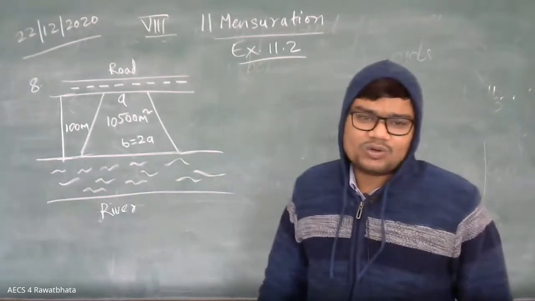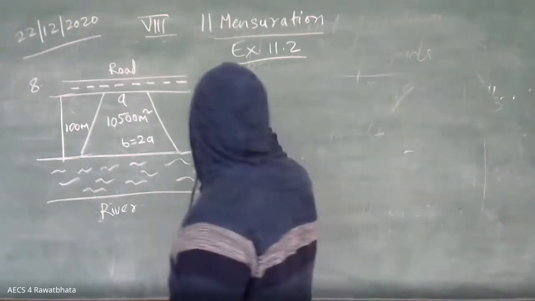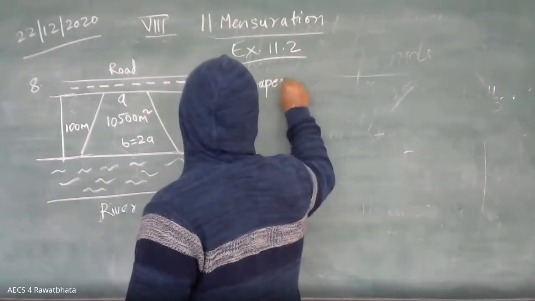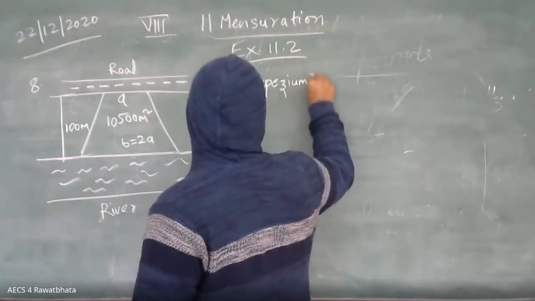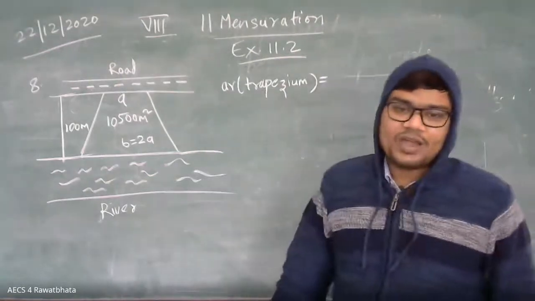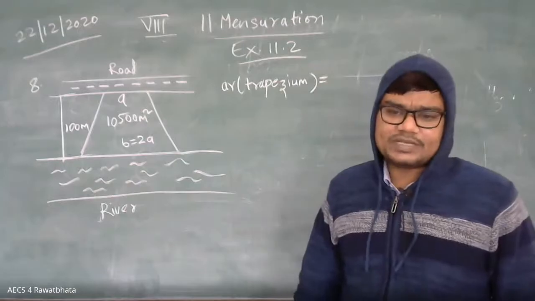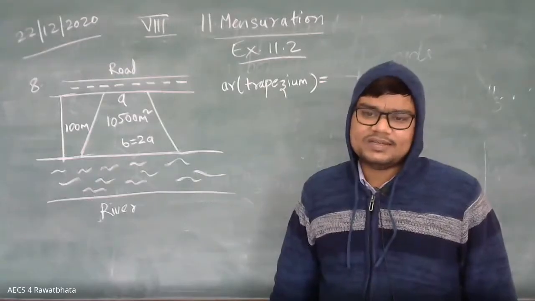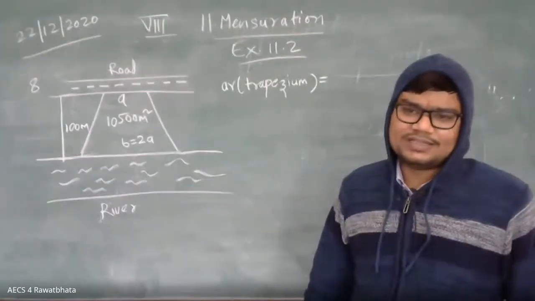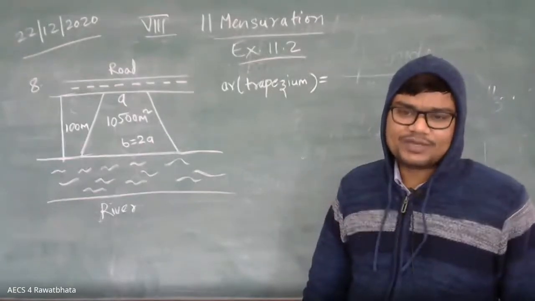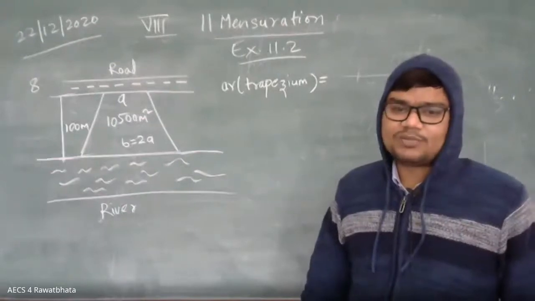So we all know the area of a trapezium is equal to half into, can anybody tell me what is the area of the trapezium? Half into height into sum of parallel sides. Yes, sum of parallel sides. You have to write this in the chat box. You should not answer like this on mic.